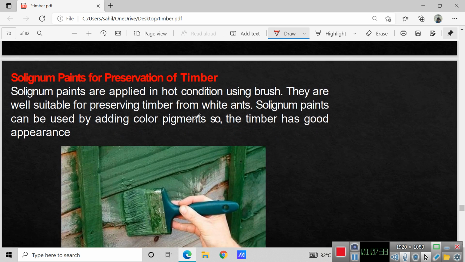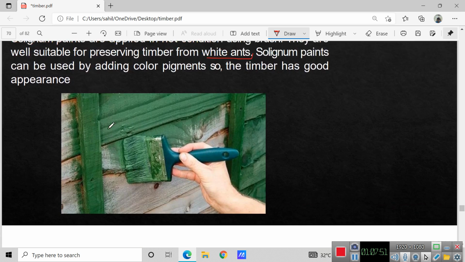Now Solignum paints as a preservative of timber. Solignum paints are applied in hot condition using a brush. They are well suited for preserving timber from white ants, which are also known as termites. Solignum paints can be used by adding color pigment so the timber has a good appearance. So it can also be used to give an aesthetic look to the wood.